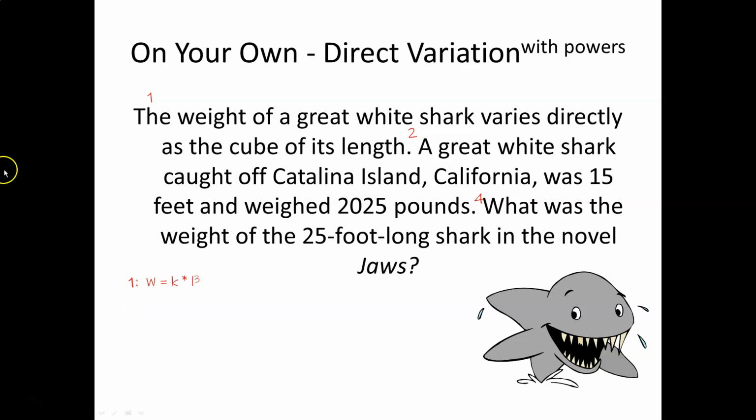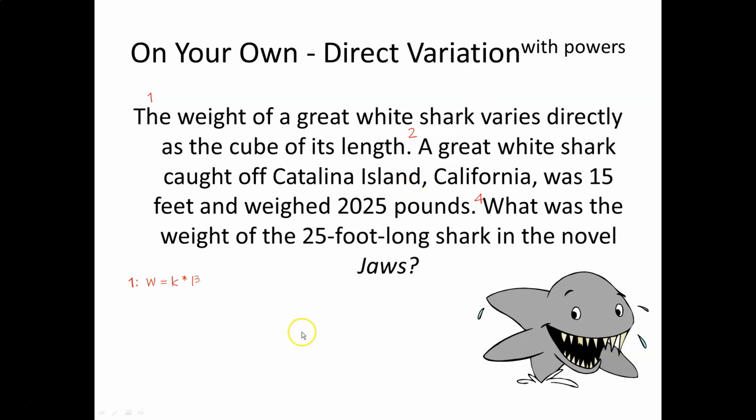Okay, so the first thing we want to do is write that formula. So the weight, W, varies directly, so equals K times the cube of its length. That's L to the third power. So that's step 1, write the equation.